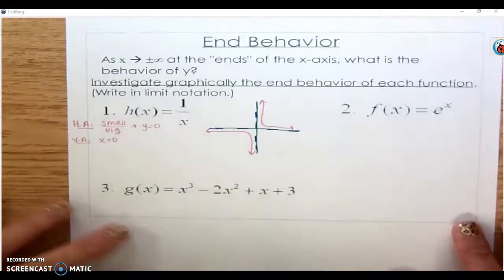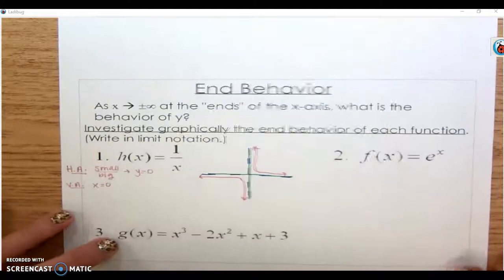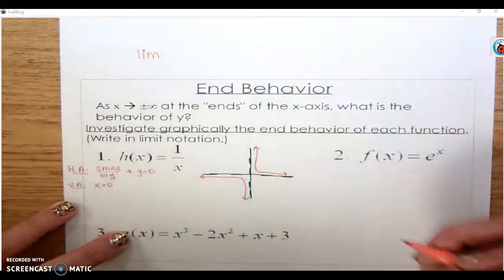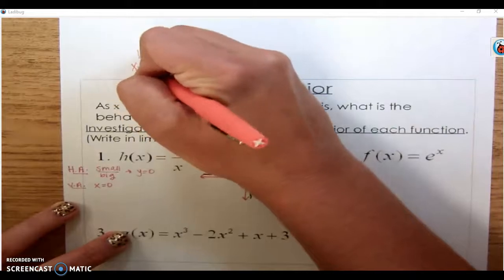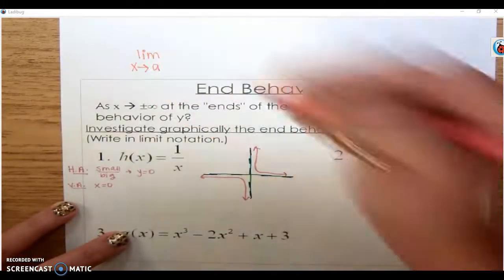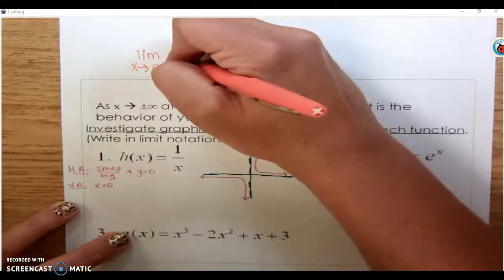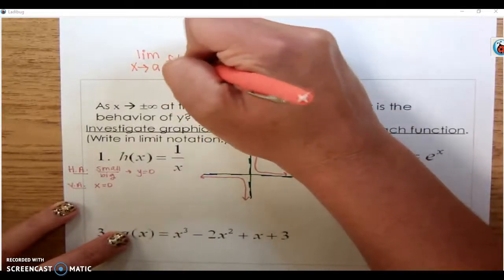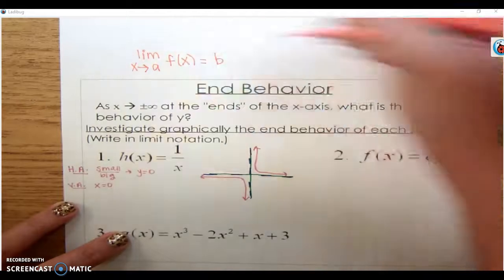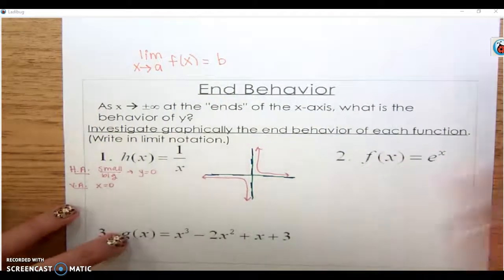So how are we going to write this in limit notation? Let me write up here. Limit notation is going to look like this. You're going to write LIM, which stands for the limit. You're going to write x approaches, and I'm just going to put an a here for right now because you're going to have to fill that in. And then f of x, or whatever your function is, equals, and then you're going to put what it's equal to. I'm going to call that b. So that's limit notation, okay?